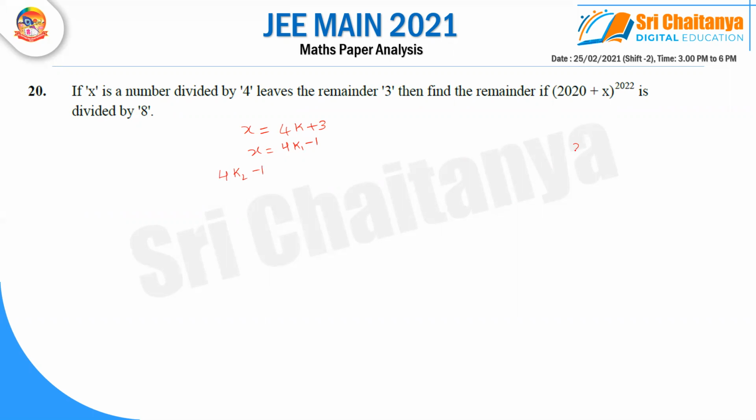See, I am writing 2020 plus 4k1. I am taking common 4, so I will be getting k1 plus 505. Instead of that, I can write it as k2. 4k2 minus 1 whole power 2022. I can write it as 4k2 minus 1 whole square whole to the power of 1011. So when I am expanding this, I will be getting something like 8k3 plus 1. That means it leaves a remainder of 1 when divided by 8.